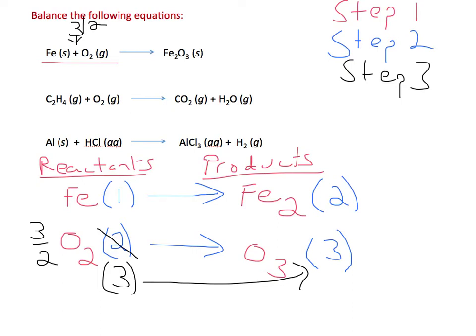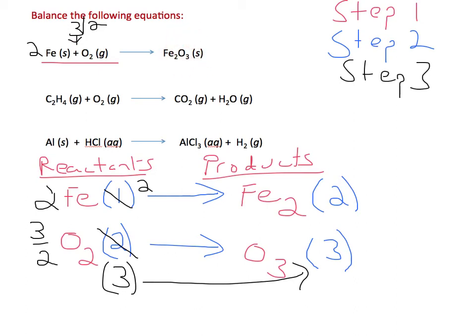At the top we have iron and iron 2, so we need to multiply this side by 2 to give us a total of 2 irons on this side. So we add a 2 here. Now we have balanced the equation, because on both sides we have 2 irons. We have 2 times 1 atom of iron giving 2 atoms of iron over here, and 3 halves times O2 gives us a total of 3 oxygen on this side and 3 oxygen on this side.